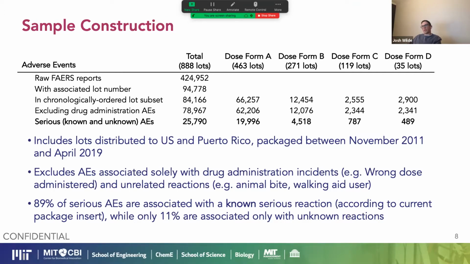The universe of data that we look at is data from between 2011 and 2019 distributed to the US. And we look at adverse events that we classify as serious. And by serious, we mean serious side effects that are identified on the package label of the drug or they are clearly serious reactions.